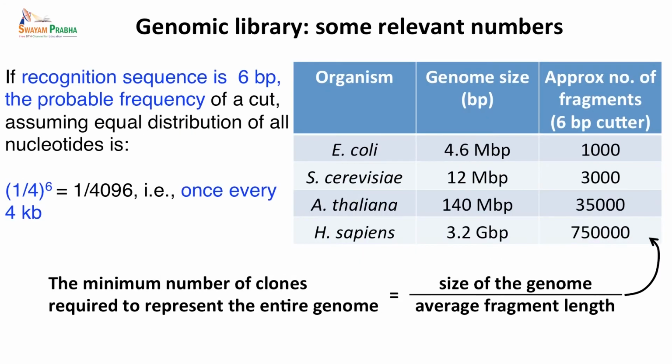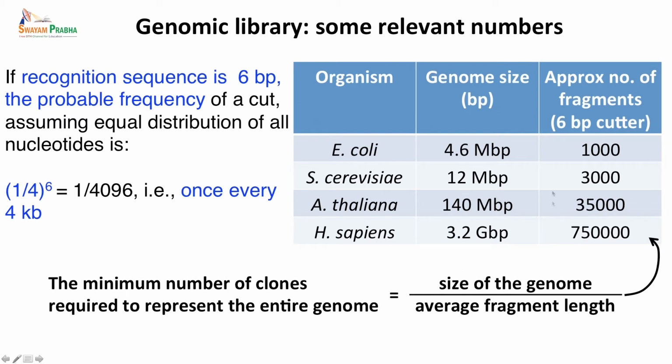So let's now look at some of the relevant numbers and think about what are the considerations that you have to deeply think about before you take up the challenging task of construction of a genomic library. So nobody makes a genomic library very casually. It's not a trivial task. It's a pretty challenging task which requires a lot of technical expertise, and therefore it is best if you understand at least some of the theoretical considerations before you take up this challenging task.